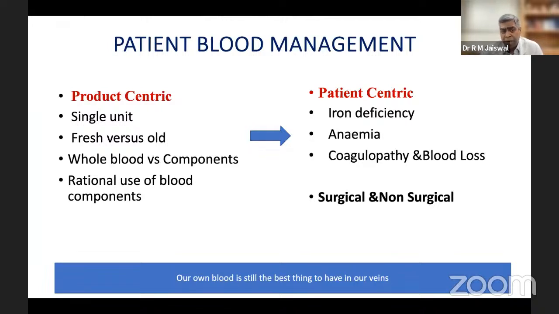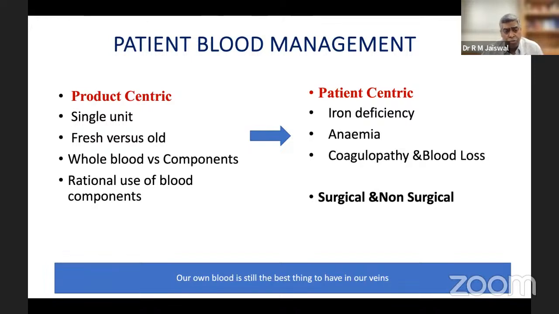When we are comparing product-centric and patient-centric, initially, if a patient had hemoglobin of less than 7, we would order 2 or 3 units of PRBC. But right now, the single unit concept is prevalent. We transfuse only 1 unit, then we assess, then we can go for another unit as per the requirement of the patient.